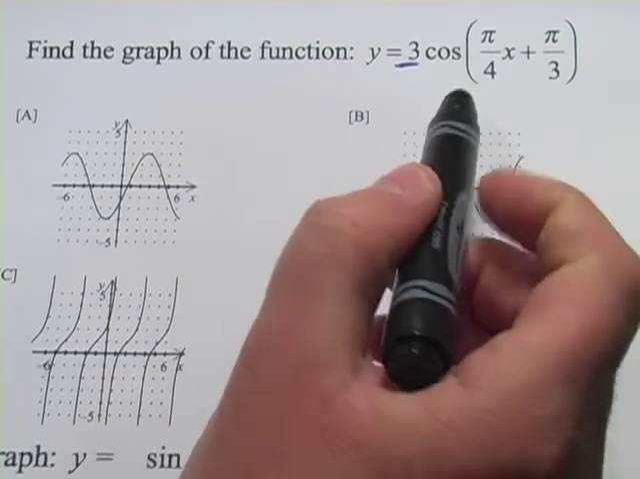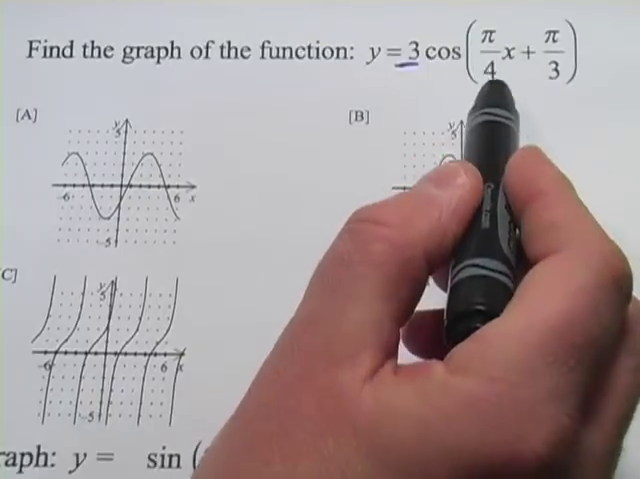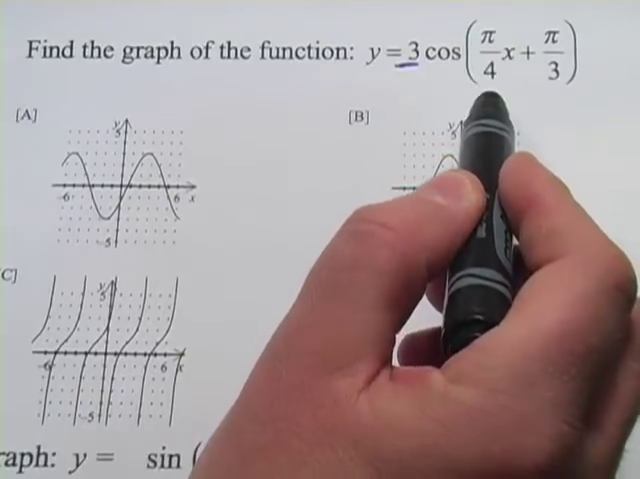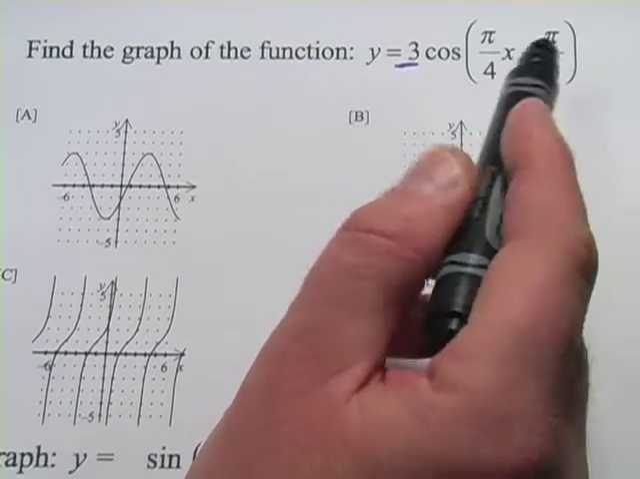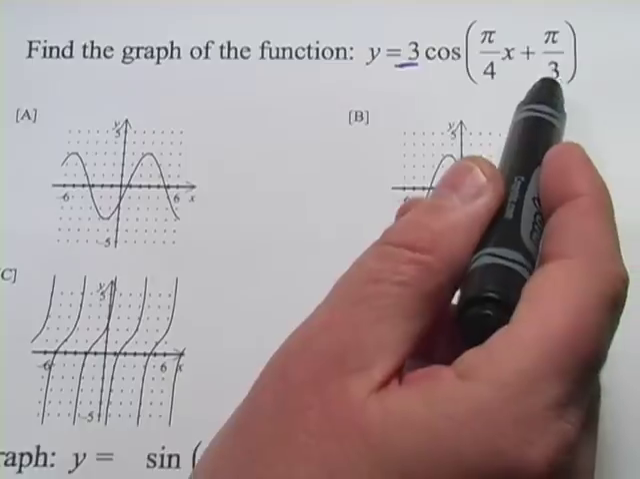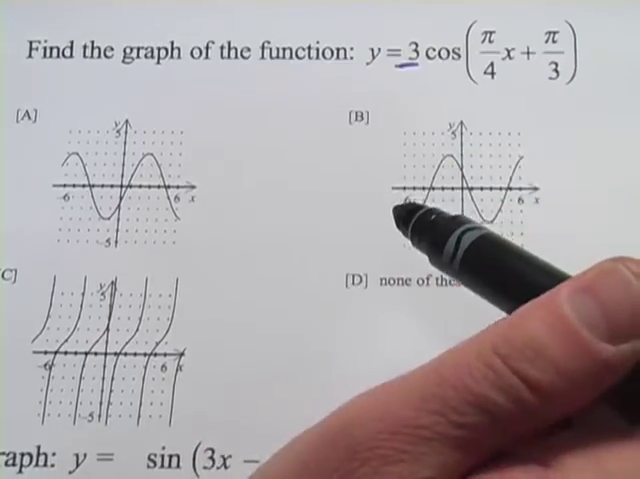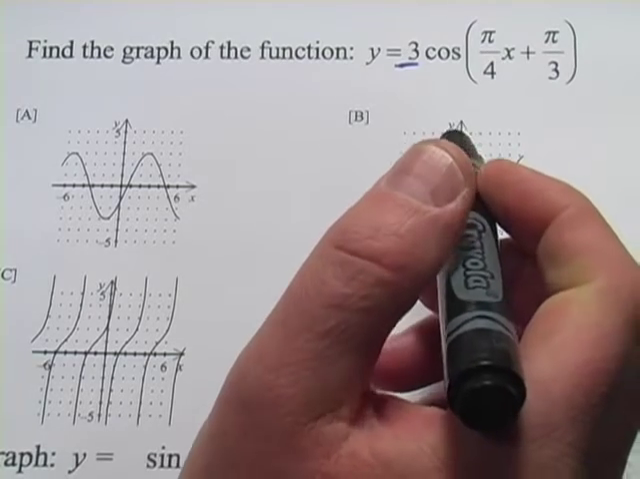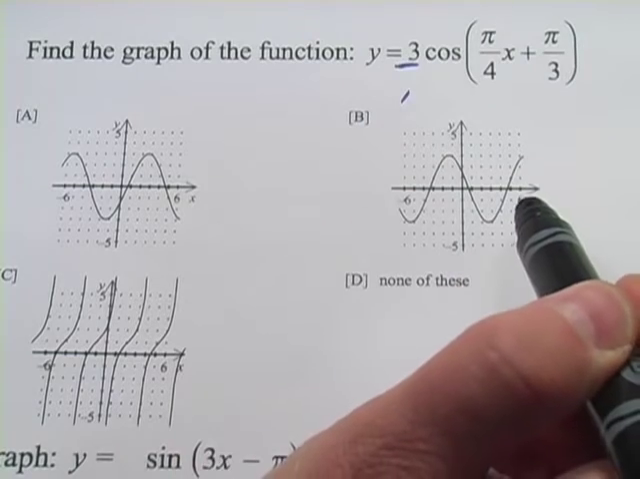Let's look at what's happening next here. We have a multiplier, pi over 4 times x. That multiplier is between 0 and 1. So although it's pretty close to 1, 3.14 over 4, it's just going to stretch it out a little bit. And then we're phase shifting it that direction, pi over 3. Now remember, the cosine starts at 1, or in this case 3, because there's a multiplier there.